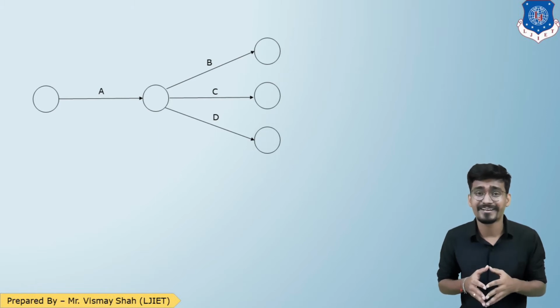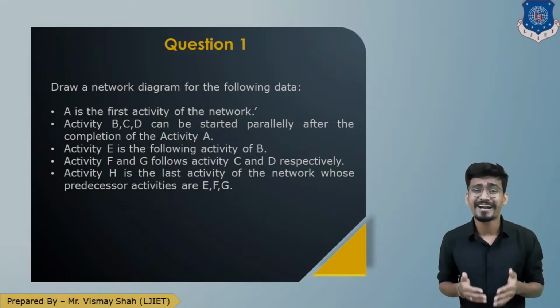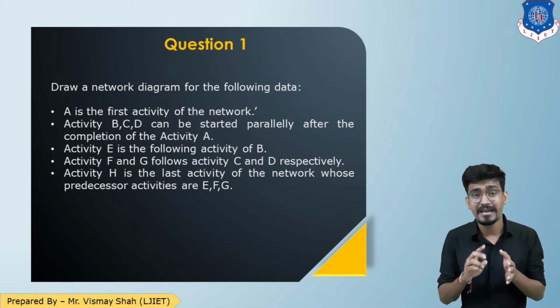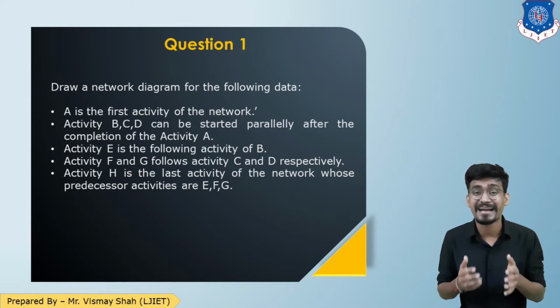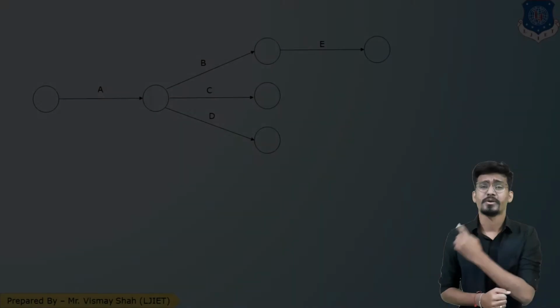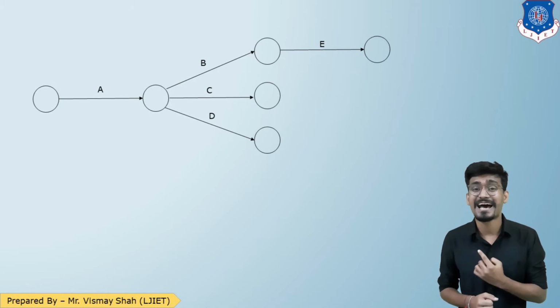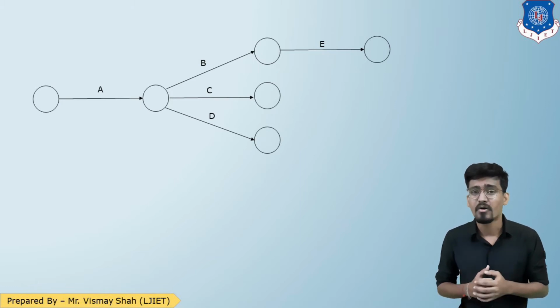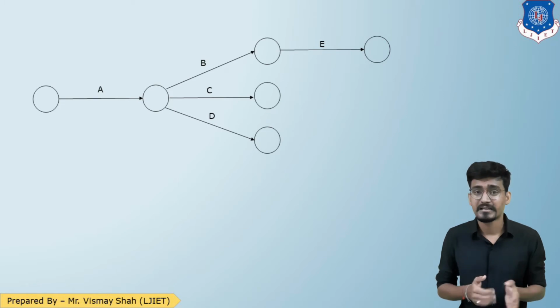Now let us read the third data. So the third data is activity E follows B. That means from activity B, there will be a following activity named activity E. So let us draw an activity from the head event of B. So here, as you can see, this is our network representation of the data that activity E follows B.